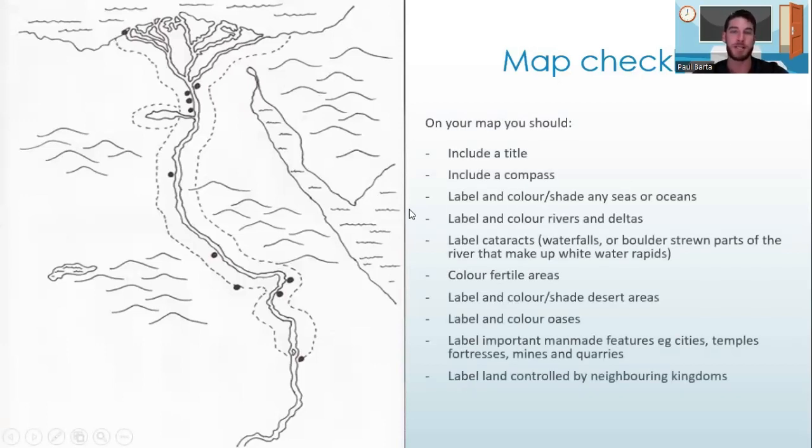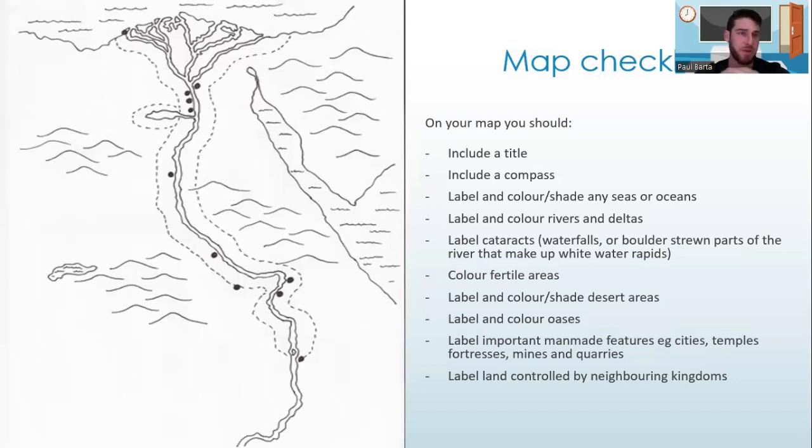You got most of those things. So title, compass, seas and oceans, rivers and deltas, any cataracts. If you haven't come across the word cataracts before, that basically means waterfalls or boulder-strewn parts of a river that water flows fast over, essentially making whitewater rapids.